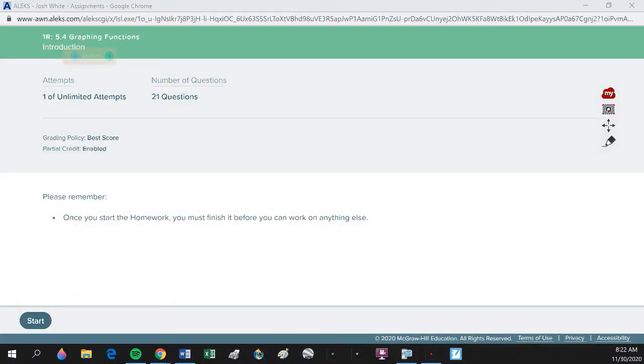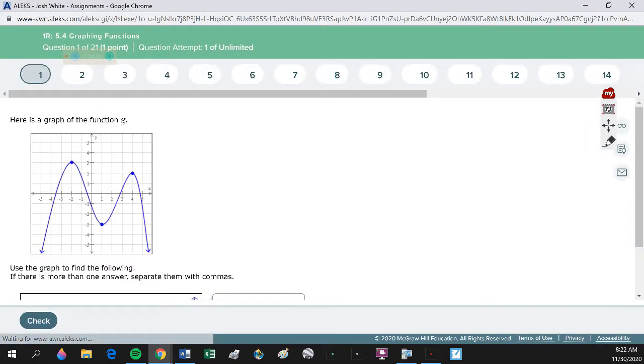Okay, we are doing 5.4 today, and it deals with graphing functions again.